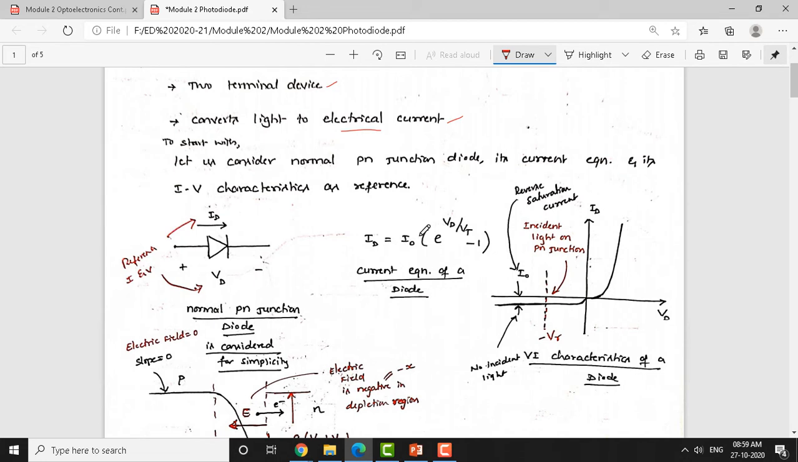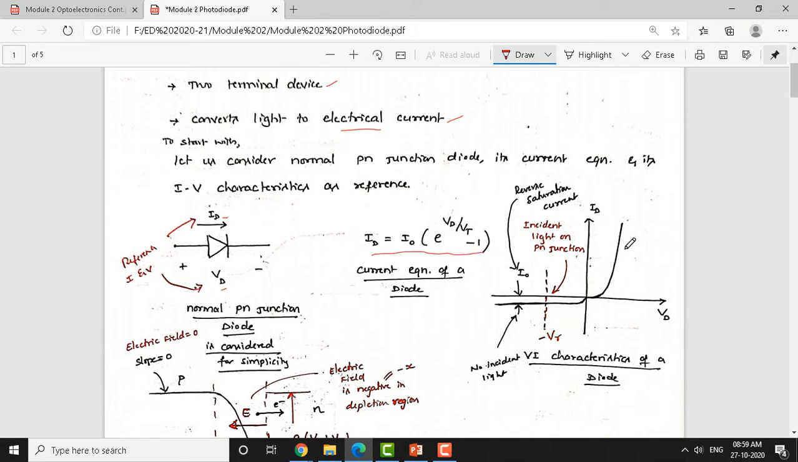ID is equal to I naught into e to the power of VD by VT minus 1. VT stands for thermal voltage, which is nothing but kT by q. So shortly we have written it as VT. This is the diode current equation, which relates the voltage VD and the current ID in this way. So this is called the diode current equation.